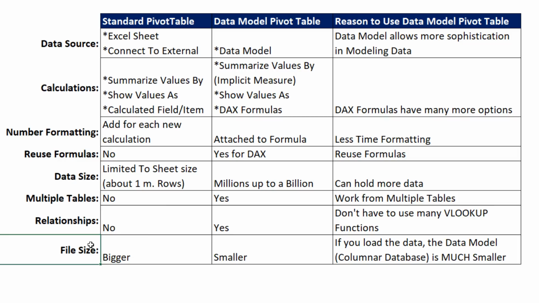File size. If you have data in the sheet and you make a standard pivot table, the file size will be bigger. If you have that same data loaded directly into the data model and build a data model pivot table, file size is much smaller. So when you want that smaller file size, the data model is the way to go.